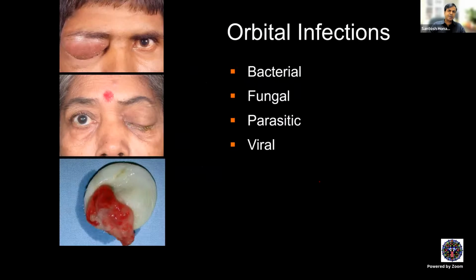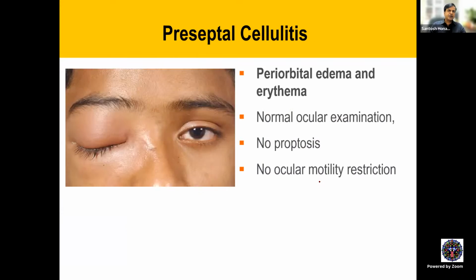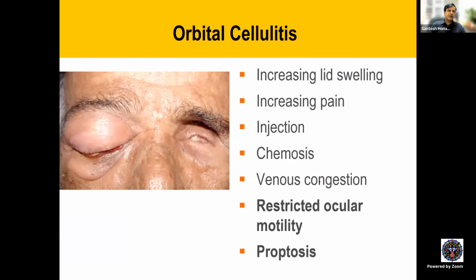Going on to infection, we have bacterial, fungal, and parasitic and viral infection. Grading of the orbital infection: whenever there is a patient who has orbital infection, if it is preseptal, then there is generally no proptosis at all, no ocular motility restriction. But as the patient develops more advanced infections such as orbital cellulitis, or if it starts with orbital cellulitis, patients with, say, paranasal sinus infection need not go through the preseptal cellulitis stage at all. They can directly manifest with orbital cellulitis. There you find proptosis, restricted ocular motility, chemosis, conjunctival injection, etc.